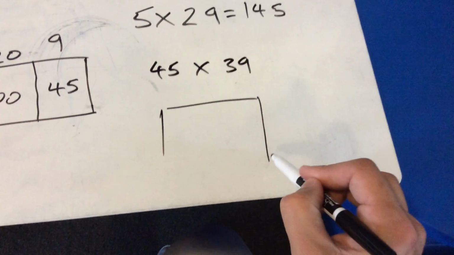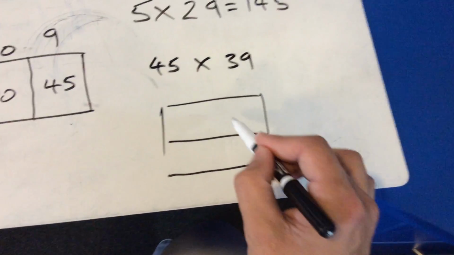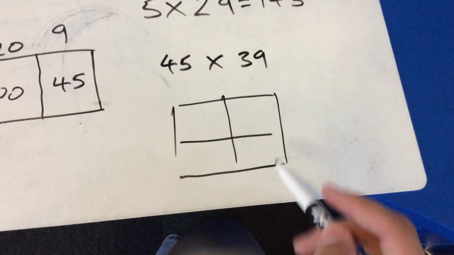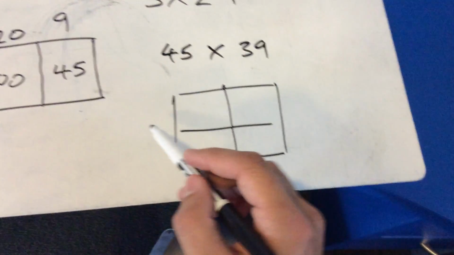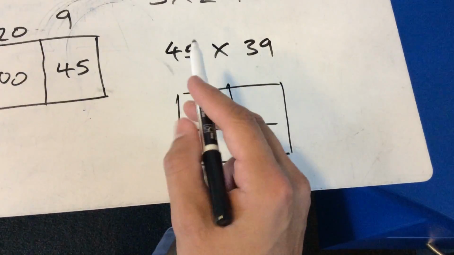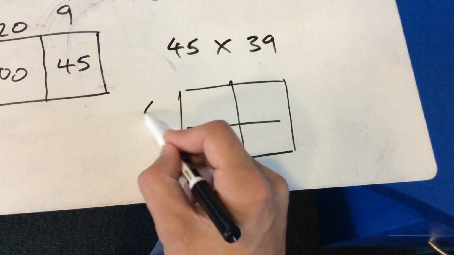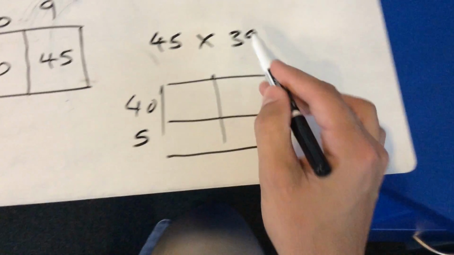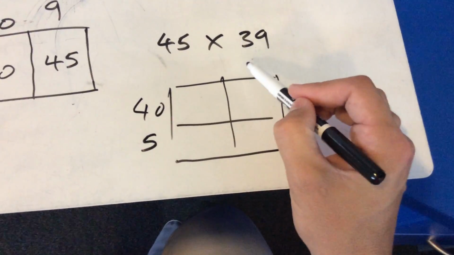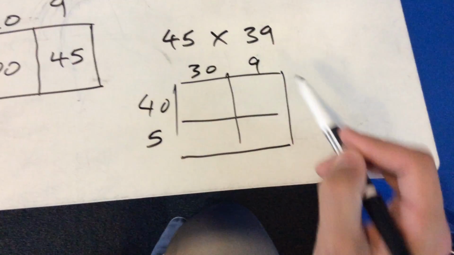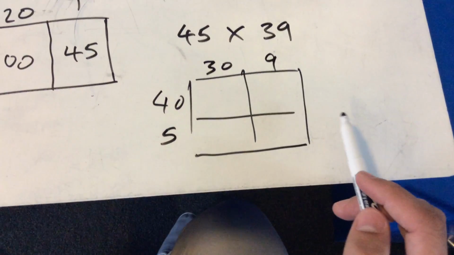This time, instead of just doing a single square box, I'm going to turn my box into a double. So I'm going to put 45 on the side here. So 45, when we put it into its place value amounts, we've got 40 and 5. For 39, we've got our 9 and our 30, and then we can times those individual amounts.